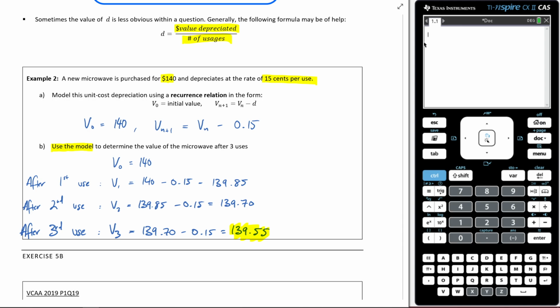And this is where you'd probably want to say it in a little bit of a sentence. After 3 uses, it is 139.55. And that's it. So that is how you approach this question. Can I again just really emphasize the importance of the words use the model? When it says use the model, it means it wants you to show this. Like using that, bringing that down.